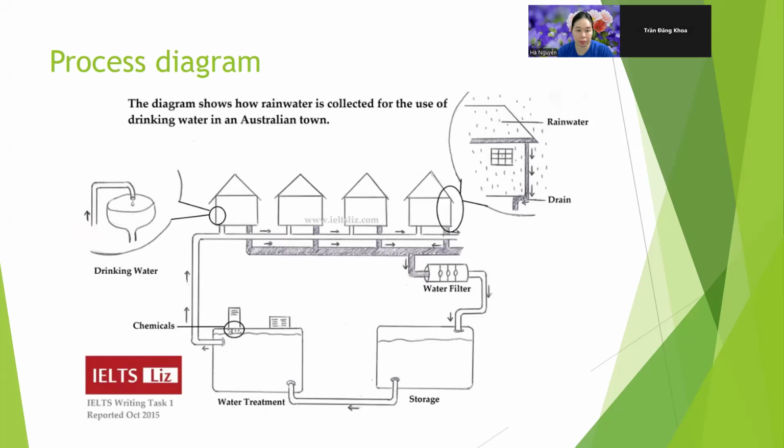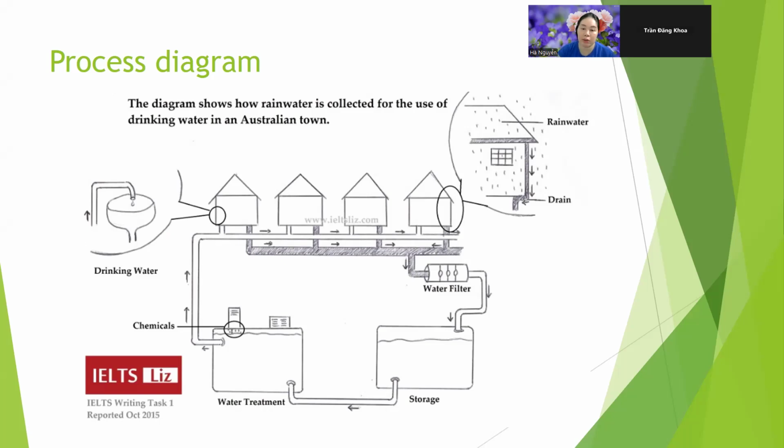This diagram shows how rainwater is collected for the use of drinking water in an Australian town. Thank you very much. So it's a diagram and it shows how rainwater is collected. Most of the writing here is taken from IELTS Lists, an IELTS teacher that I trust, and she has really good samples. That's why I chose her writings.